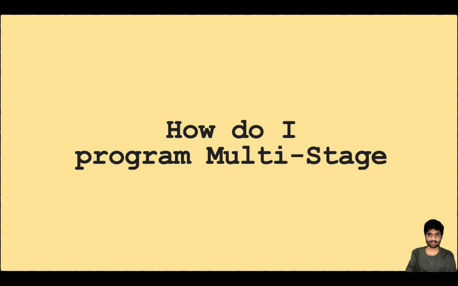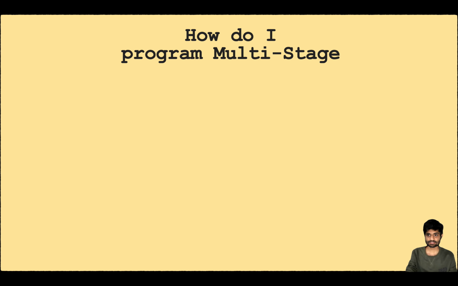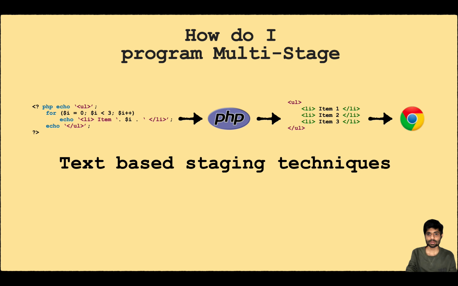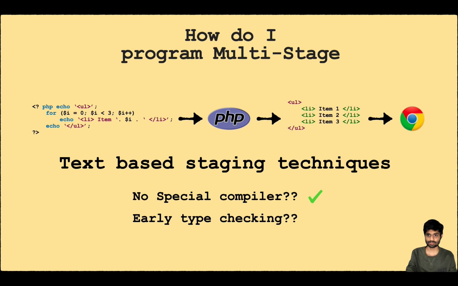programs? There are many ways to implement staging, the simplest being text-based staging, where the first stage program outputs as a string the program for the second stage. This is seen in server-side languages like PHP that produce HTML. The obvious benefit of such an approach is that it doesn't require any specialized compiler. But the drawback is that we don't have early type checking or toolchain support like syntax highlighting or autocomplete, because the second stage program is simply treated as strings in the first stage.